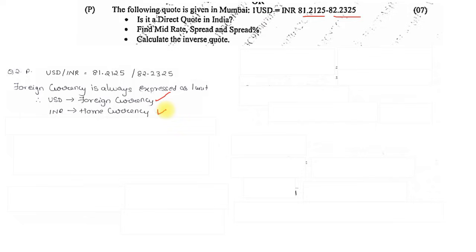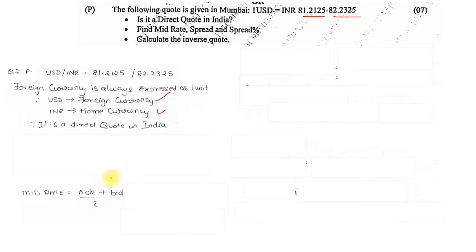Now, very simple. In whichever country there is a home currency, that becomes a direct quote. So in this particular sum, it is a direct quote in India. They ask whether it is a direct quote in India or not. So if foreign currency is one, the exact opposite of that will become the direct quote. So yes, it is a direct quote in India.